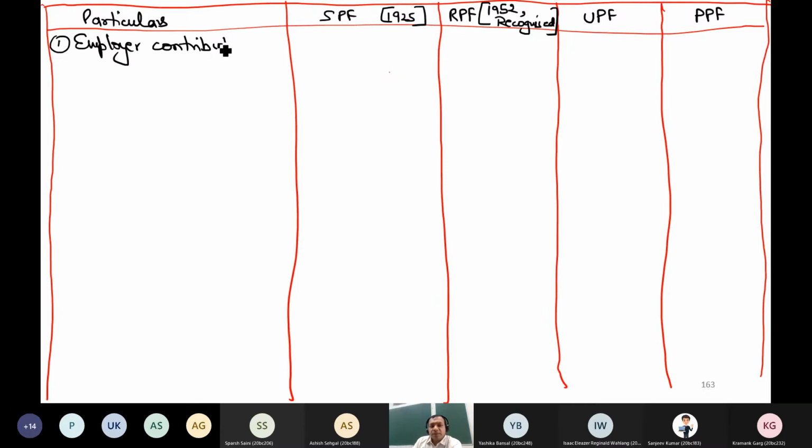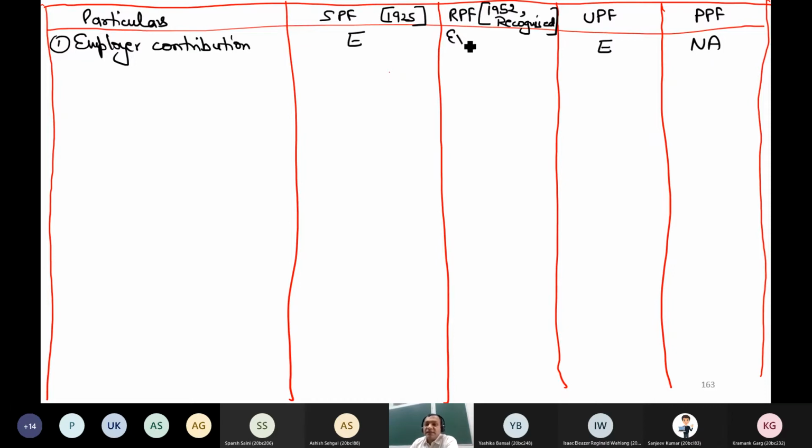So every year, whatever employer contributes in SPF, it is tax free, exempt, no tax. Every year, whatever employer contributes in UPF, it is tax free, no tax. Every year, whatever employer contributes in PPF, can you tell me what is the tax treatment of the employer's contribution in PPF? Not applicable, because in PPF the employer cannot contribute. It is only for me as an individual. My employer has no relationship; only I can contribute.